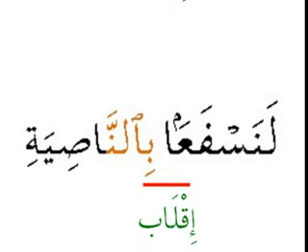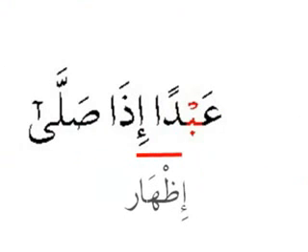Okay, and the last one is the clear one, which is Izhar. So here we have Abadan Idha. So we have the Fathatain on the Dal followed by Hamza. So you just say Abadan Idha. So no Ghunna, no assimilation.